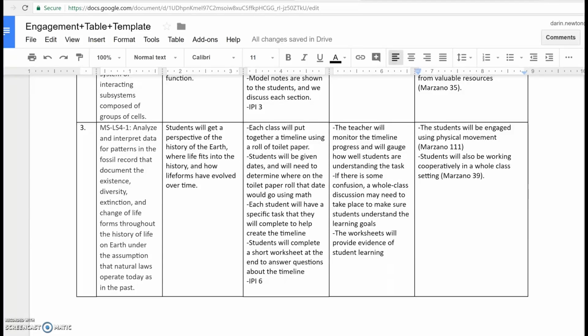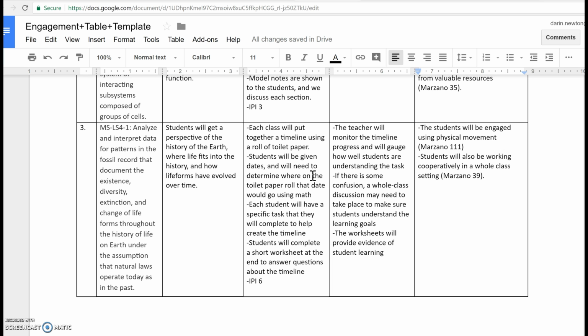I did this project last year with students, and it was a blast. So each class will put together a timeline using a roll of toilet paper. Students will be given dates, sorry, and will need to determine where on the toilet paper roll that date will go, basically using math. So they need to convert, or scale down, the history of the Earth and get it to fit on this roll of toilet paper.